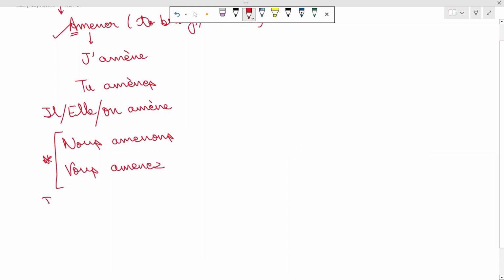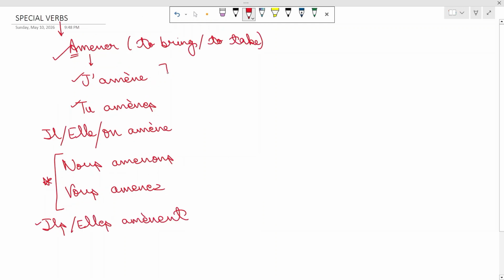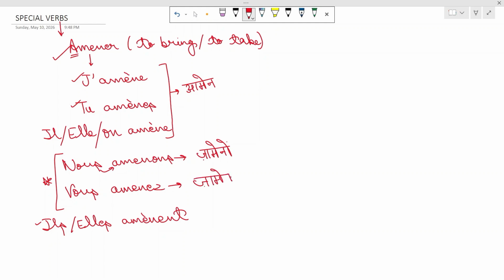And the last subject pronoun is conjugated as ils, elles amènent. Here we do have to put this accent. So these are pronounced as amène. This is pronounced as zamenons because of the liaison rule. This will get connected with this a. Same here, zamenez and zamènent.